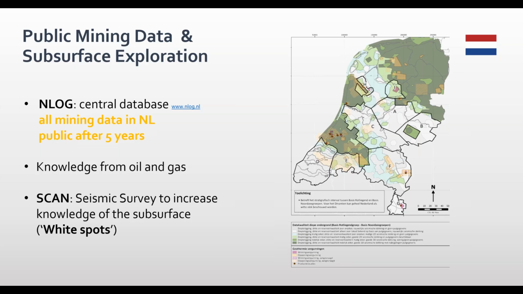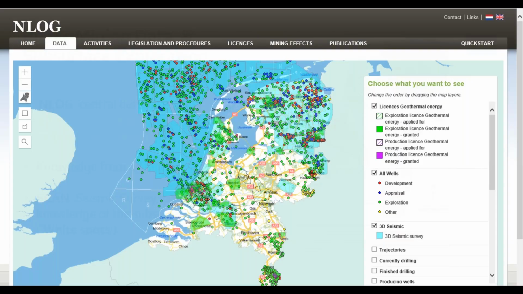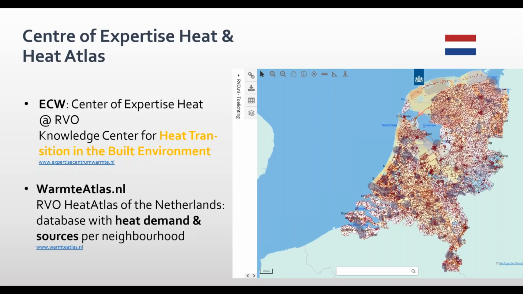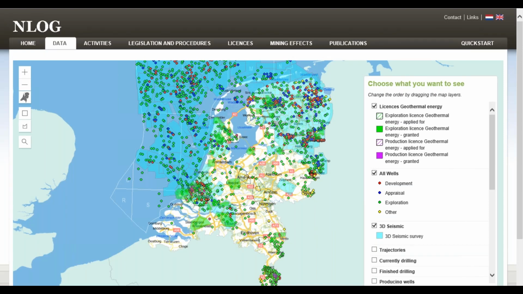And the good thing about that is that if you want to start a geothermal initiative in the Netherlands, you can really kickstart it by having all the data that is around available. On top of that, we're also running a seismic survey, a public campaign, to get more knowledge about the white areas we still had in the Netherlands. Next, please. So I just showed here a screenshot. It should be coming up. Next, please. Yes, you can see here the NLOG website screenshot with all the boreholes that are present, all the seismic data. Please go to the website and browse there yourself. And if there are any questions, let me know.